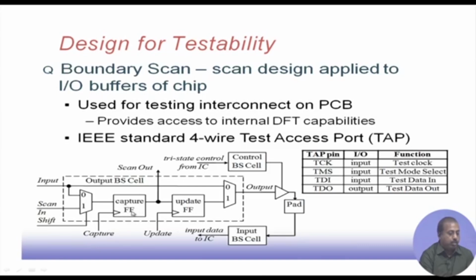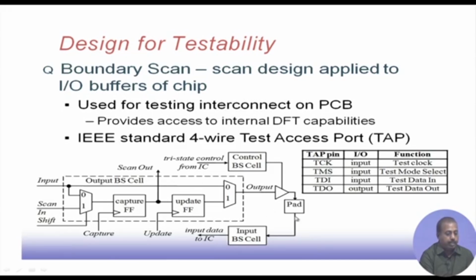When the capture clock comes, the response gets captured here. It can go to the scan out of this cell, so that it can be connected to another scan cell entry. We also have an update, which will update the output of this cell, and then it goes to the boundary scan cell control, and that can go to this pad. This is the input output pin. From the input output pin we have this input output cell that connects to the IC, or if it is an output, we can see the output at this pad.